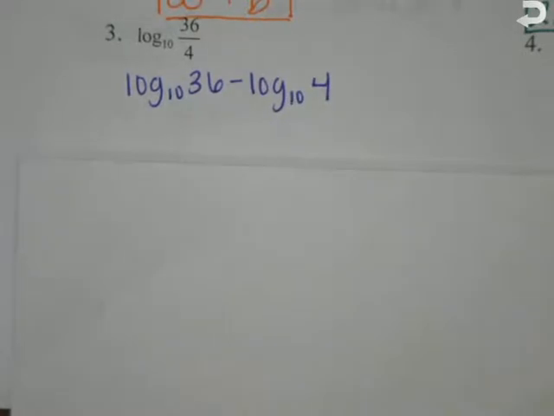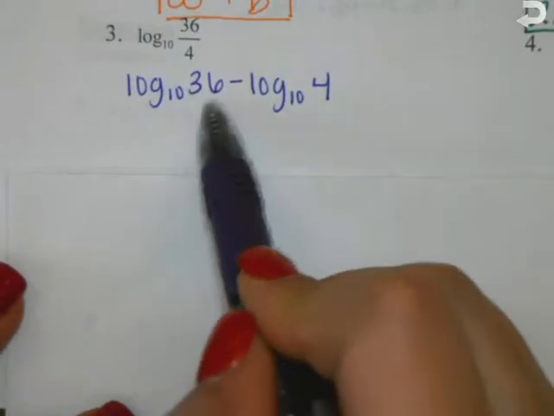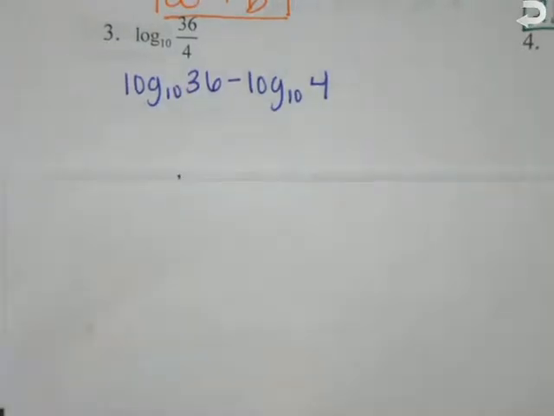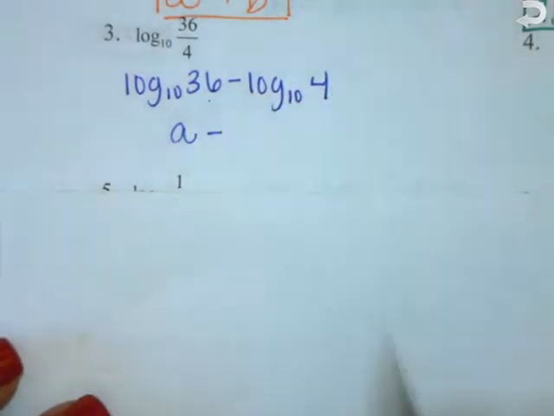With addition and multiplication, the order doesn't matter because we have those, which ones? Commutative properties saying that the order doesn't matter. But with subtraction and division, there's a big difference between positive 1 and negative 1, right? Or 2 and 1/2. Okay, so order does matter. So make sure that your numerator is the first number that you're subtracting, okay? Okay, so when I substitute back in, I'm going to plug in A for log base 10 of 36, and it's going to be A minus B.